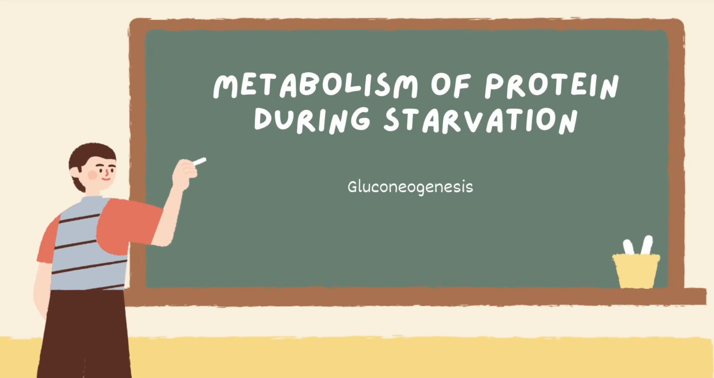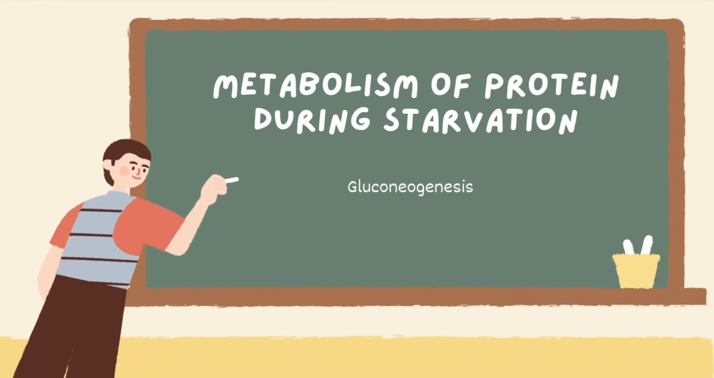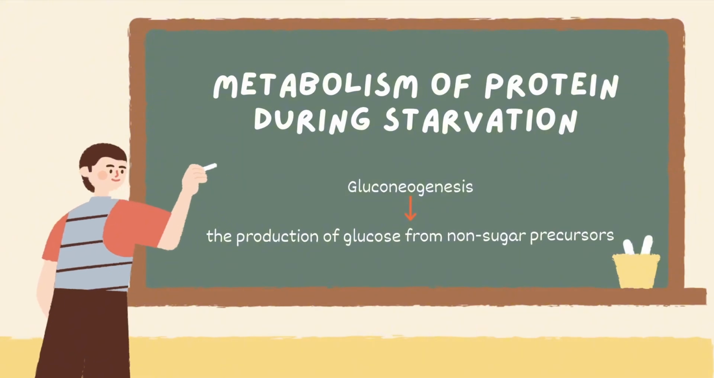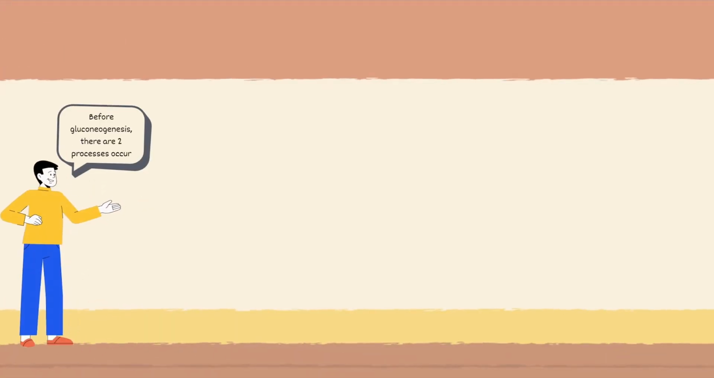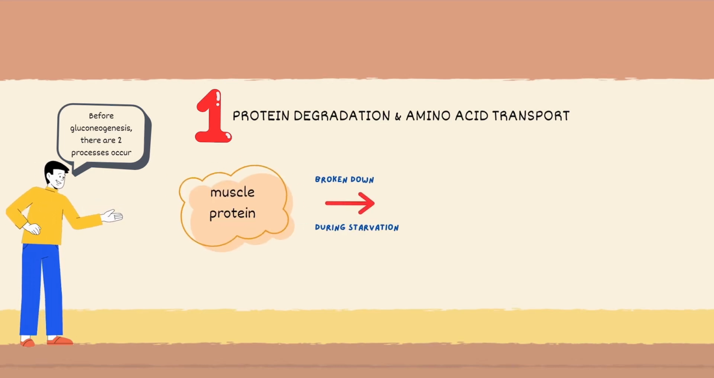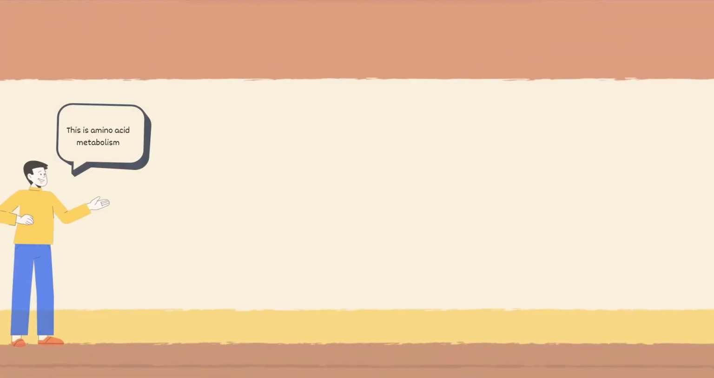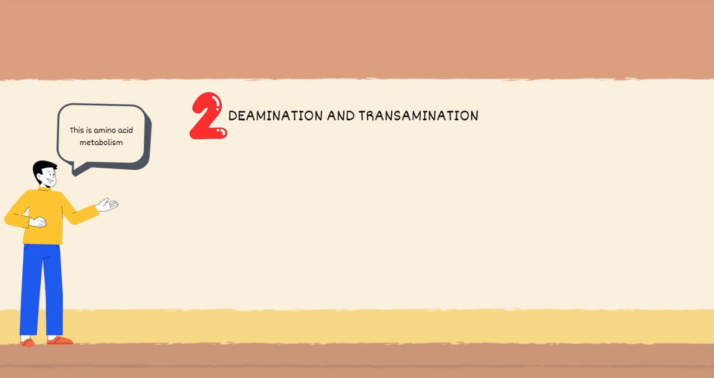During starvation, proteins undergo gluconeogenesis. Gluconeogenesis is the production of glucose from non-sugar precursors. Before gluconeogenesis, there are 2 processes that occur. First, protein degradation and amino acid transport. Muscle protein is broken down during starvation to produce alanine and glutamine. These amino acids are then transported to the liver for gluconeogenesis. Second is deamination and transamination.